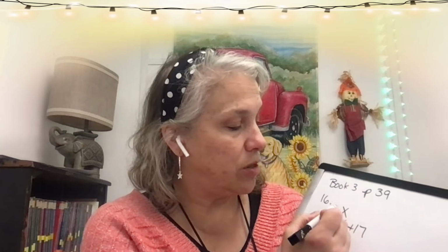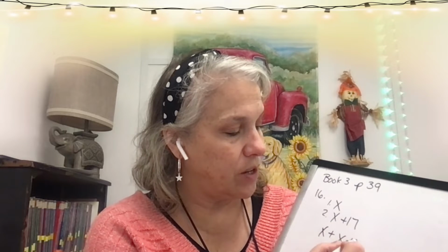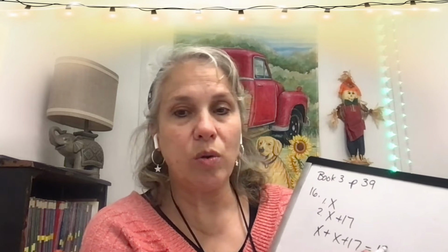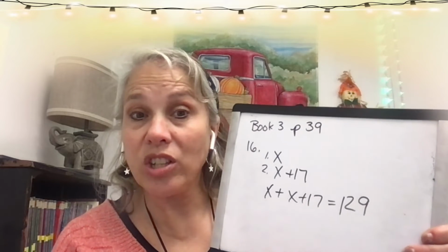And then it says the sum of the numbers is 129. So that means I'm going to add up the numbers. This is the first number, this is the second number. I'm going to add them up. So I'm going to say x plus x plus 17 is equal to 129. So now I just solve for x.